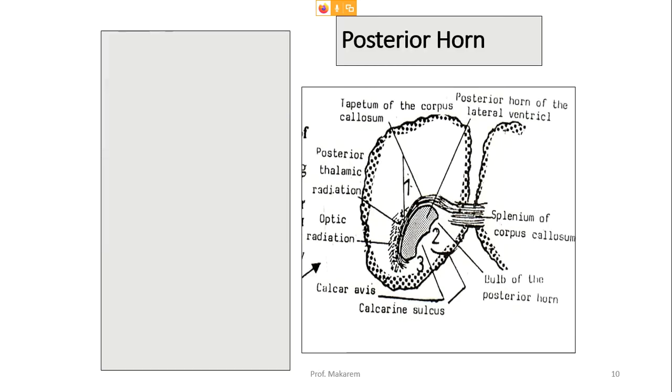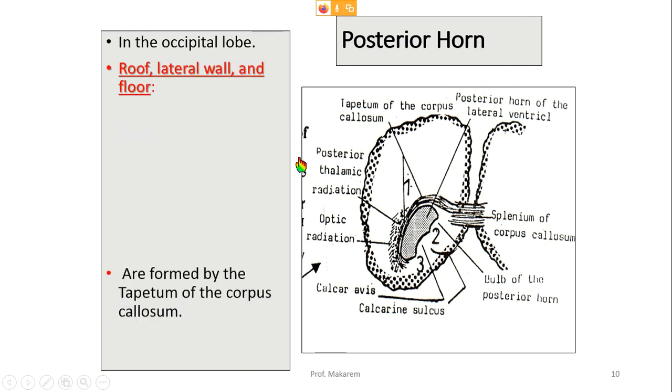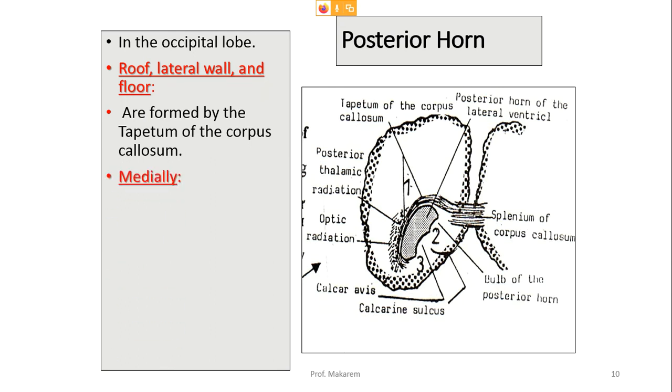Then coming to the posterior horn of the lateral ventricle. The posterior horn is quadrangular or diamond shaped in coronal section and presents a roof, floor, lateral wall, and medial wall. Let me show you all these parts once again. So it has four things: roof, floor, lateral wall, and medial wall.